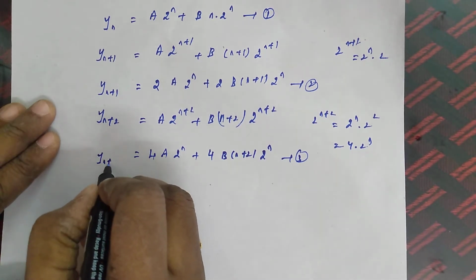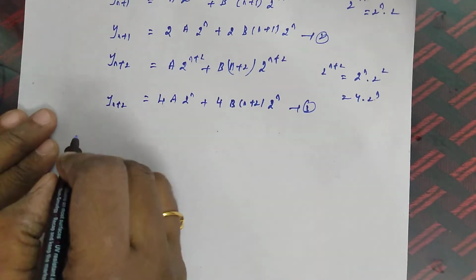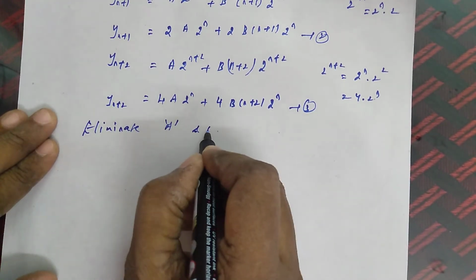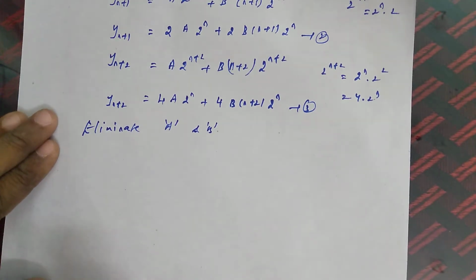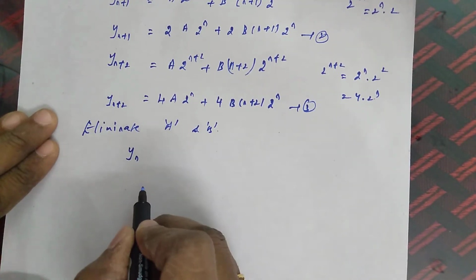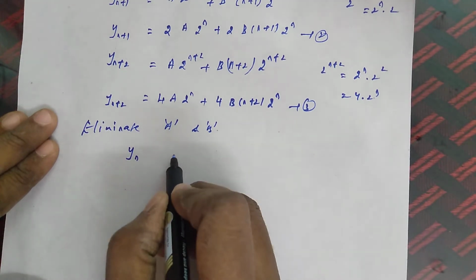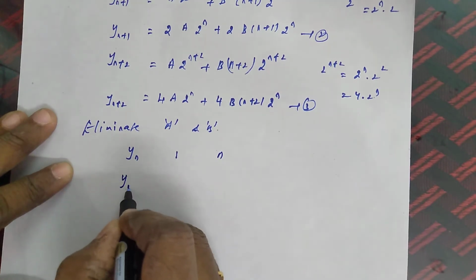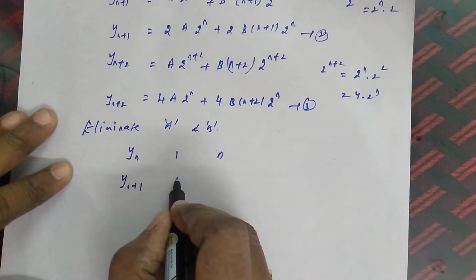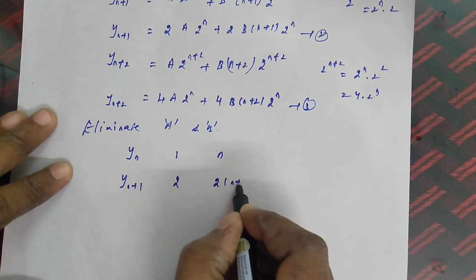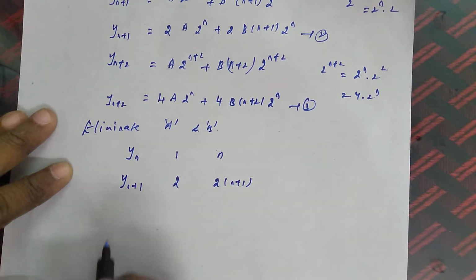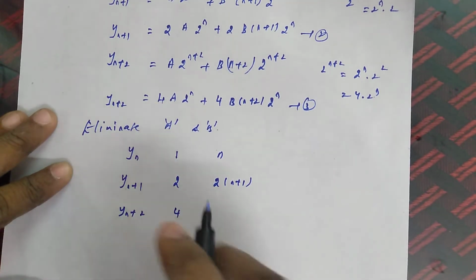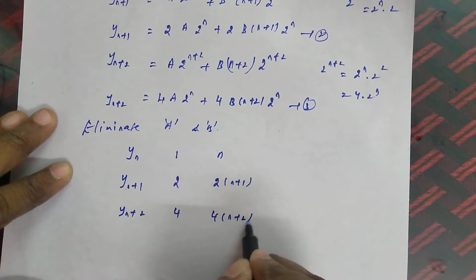Now we are going to eliminate a and b from the above equations. So from the first equation, the left hand side is yn, then the coefficient of a into 2 power n is 1, and then the coefficient of b into 2 power n is n. Likewise in the second equation, yn plus 1, 2, and 2 into n plus 1. In the same manner third equation, yn plus 2, here it is 4 and here it is 4 into n plus 2.